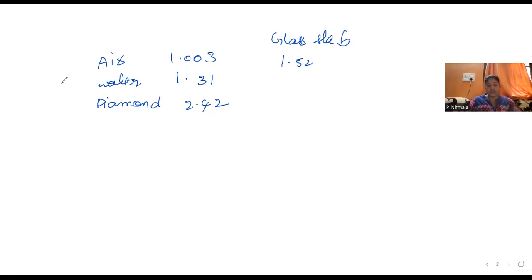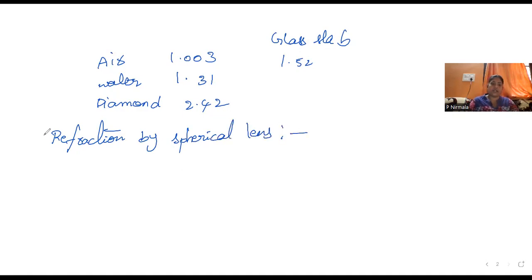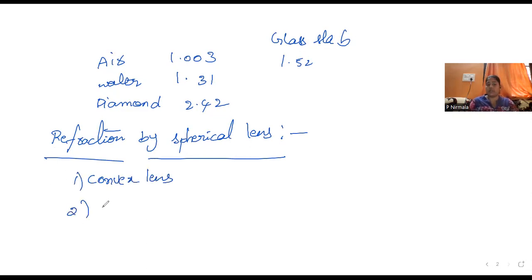Fine. Next, refraction by spherical lenses. Here also we have two types of lenses. One is convex lens, another one is concave lens. Don't confuse, there we discussed the mirror. Now we are going to discuss the lenses. A lens is formed with two spherical surfaces. If you take this one spherical surface, and another one I'm going to join with this, it forms a lens. This is convex lens, and this is concave lens.